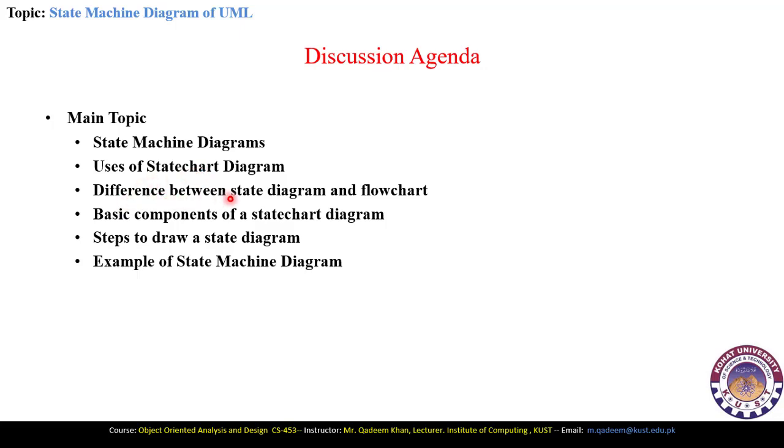Then we have the difference between state diagrams and flow charts. Here we will describe two different techniques used for designing the behavioral functionality of the system, but these are two different techniques. Then the basic components of the state diagrams. When you are going to plot the state diagrams, you should be aware of the basic components of the state machine diagrams. Then the steps to draw state machine diagrams, the different steps used to draw them, and examples of the state machine diagrams. And at the end we also have some references of books that will be useful for you to study about the UML.